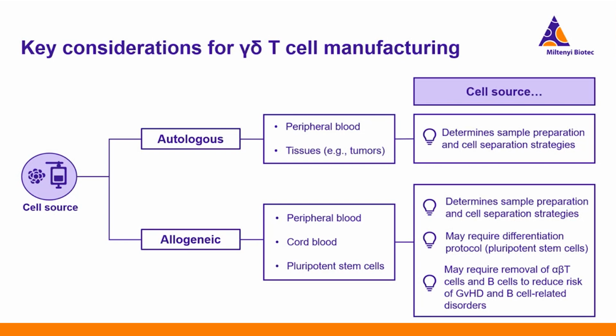And if we are working with an allogeneic cellular starting material, this may also require the establishment of a differentiation protocol, like in the case of working with pluripotent stem cells. And in general, allogeneic starting material would require the removal of alpha beta T cells and B cells to reduce the risk of graft versus host disease and B cell related disorders.